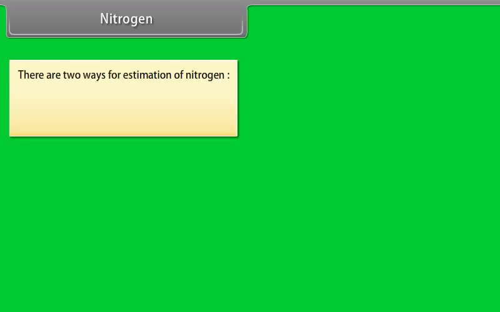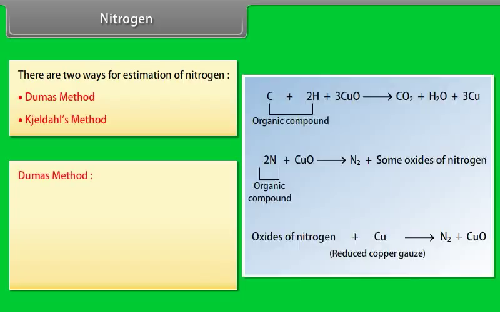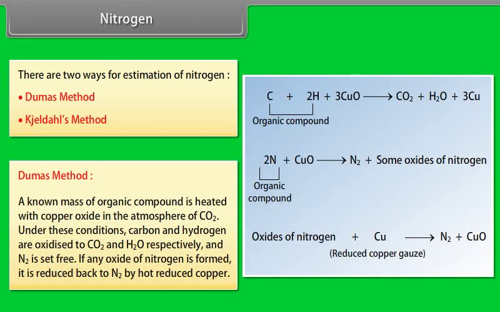Nitrogen. There are two ways for estimation of nitrogen: Dumas method and Kjeldahl's method. Dumas method: a known mass of organic compound is heated with copper oxide in the atmosphere of carbon dioxide. Under these conditions, carbon and hydrogen are oxidized to carbon dioxide and water respectively, and nitrogen is set free.